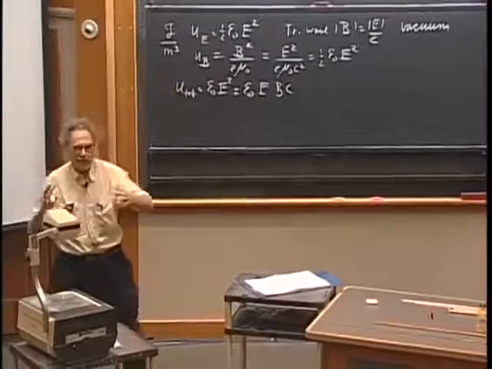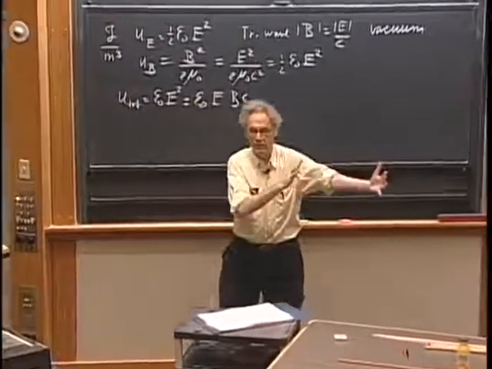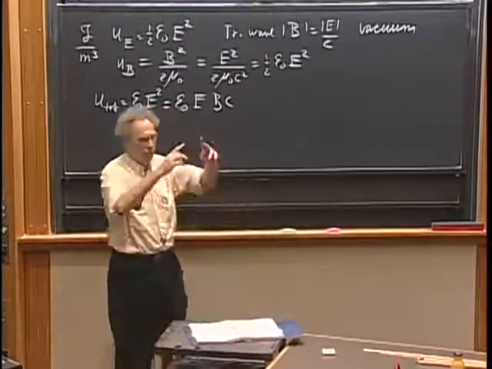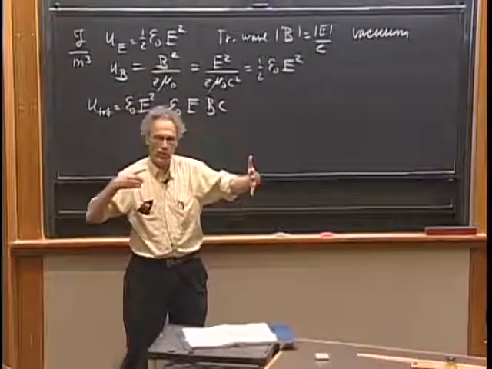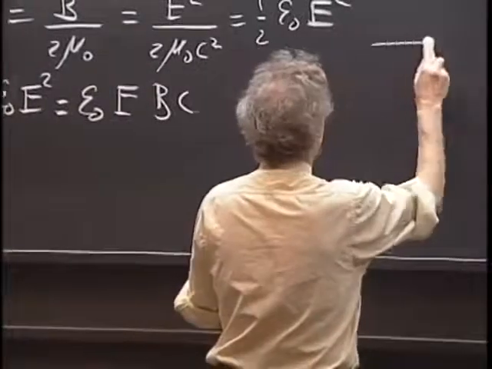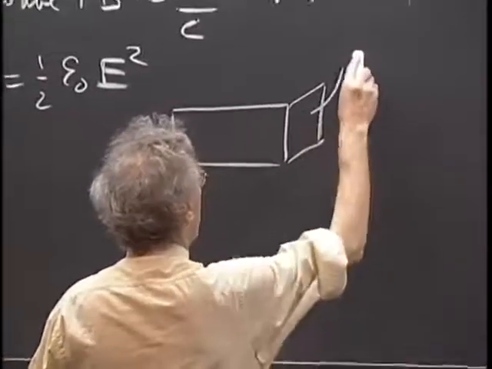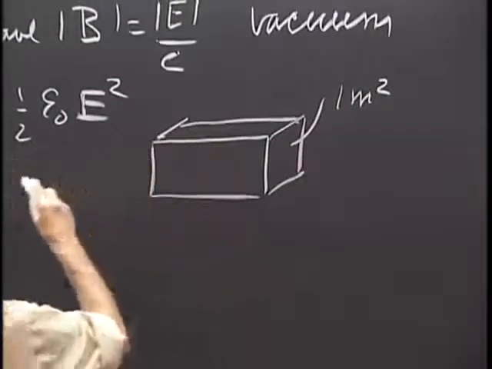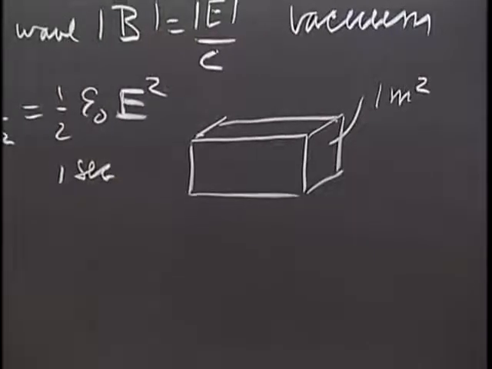Now there is a traveling wave, and this traveling wave moves, and so it carries energy with it. And now the question is, how much energy flows through an area, which is, say, 1 square meter, perpendicular to the direction of propagation? So suppose I have a box here, and this side is 1 square meter, and I want to know how much radiation comes out of there in 1 second.